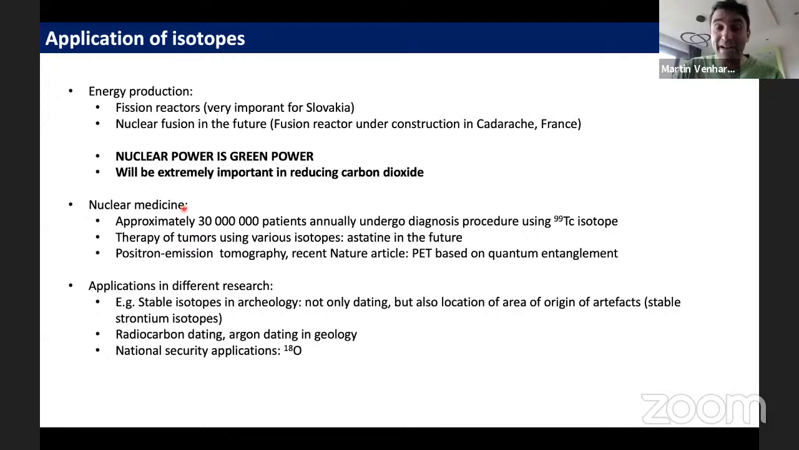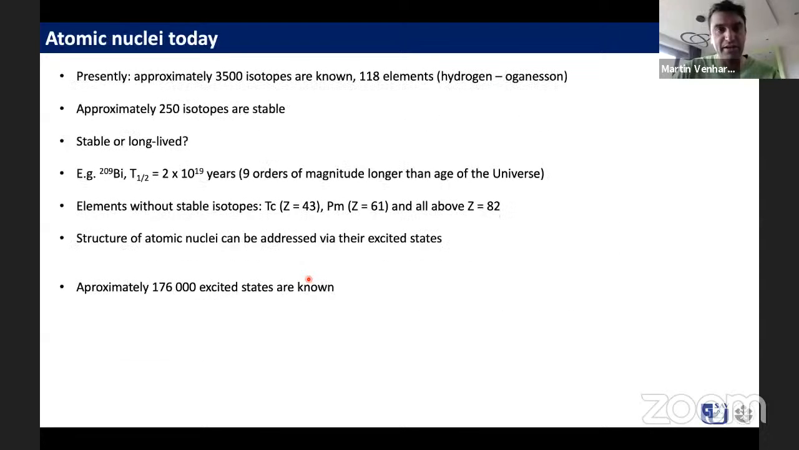Nuclear medicine is extremely important because, for example, approximately 30 million patients per year undergo a diagnosis procedure using the technetium-99 isotope. And then we have therapy of tumors or positron emission tomography. I also refer to a recent article in Nature that proposes a new version of positron emission tomography based on quantum entanglement, but still it needs a radioactive isotope. And there are many applications then in archaeology, geology, or national security.